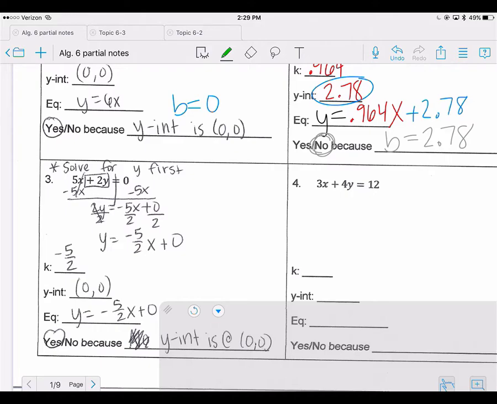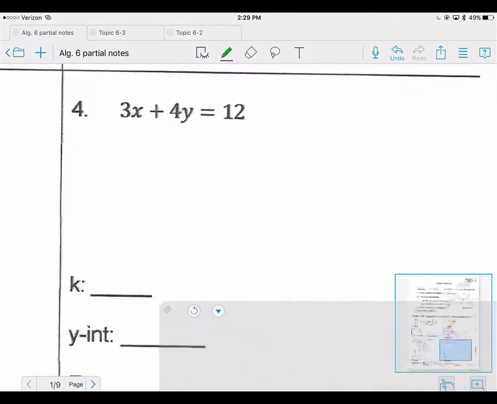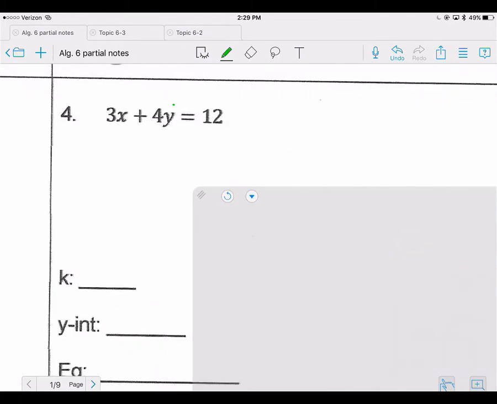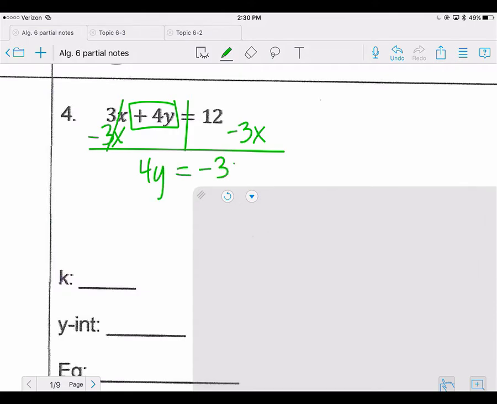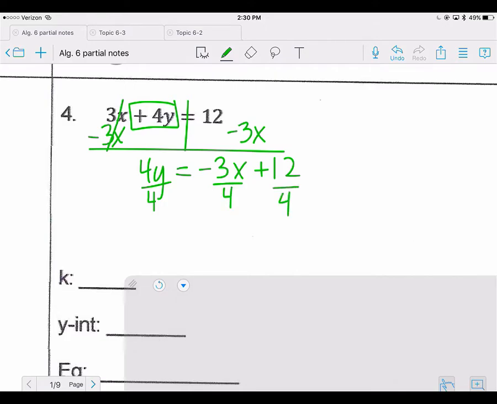And this is an example of a direct variation because there is no y value, or the y-intercept is at 0, 0. So we need to do the same thing for problem 4, and you are doing this one with me. I need to solve for y, so I move 3x to the other side. I remind myself that 12 and -3x, excuse me, are not like terms, so I simply rewrite them. And then I divide every piece by 4. So my equation is -3/4 x plus 3.